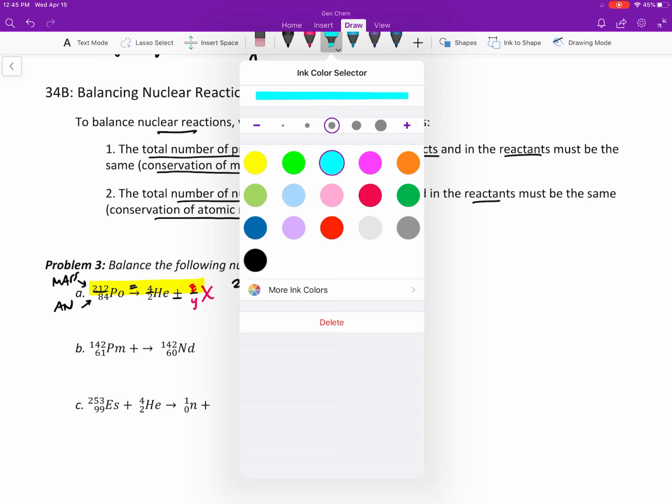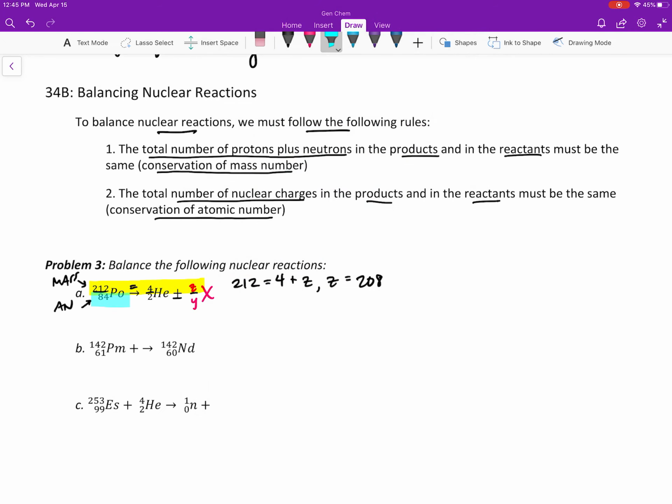Now I'm going to do the next one with the bottom numbers. 84 equals 2 plus y. So y must be 82. Now, to figure out what x is, I'm going to use the atomic number because this is the number that never changes. And the element that is element number 82 should be on your periodic table: lead.